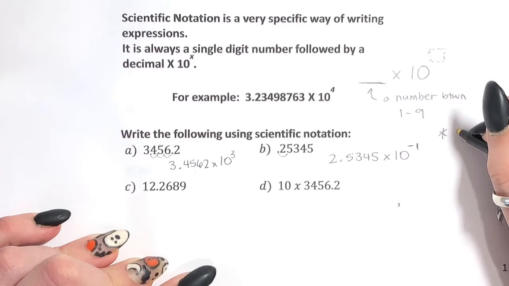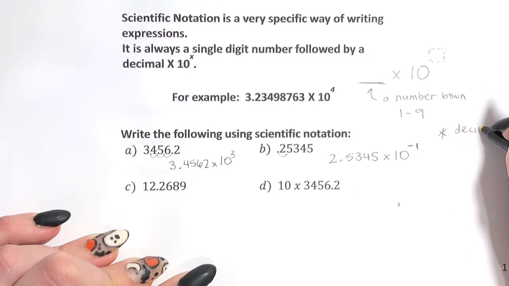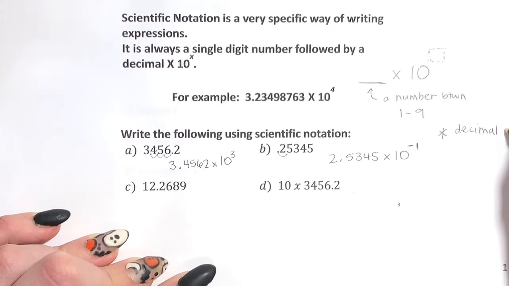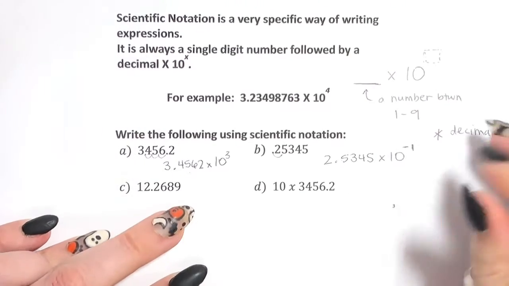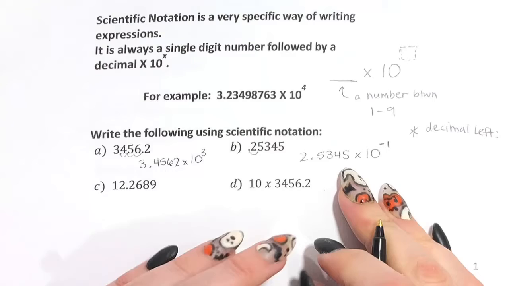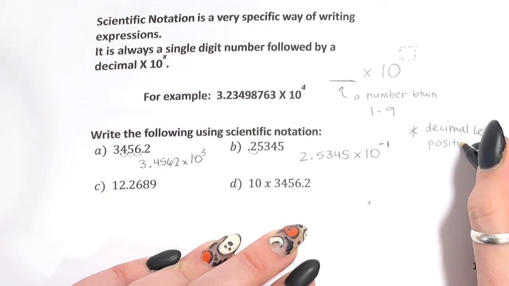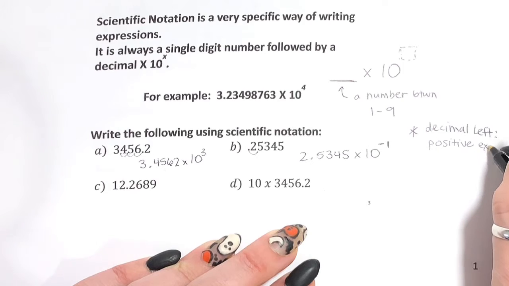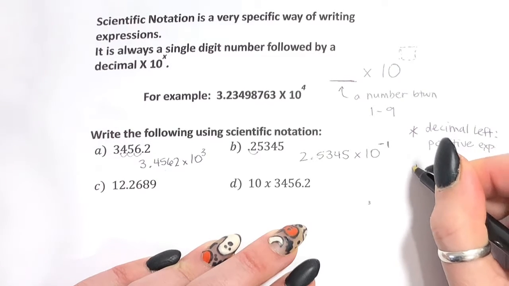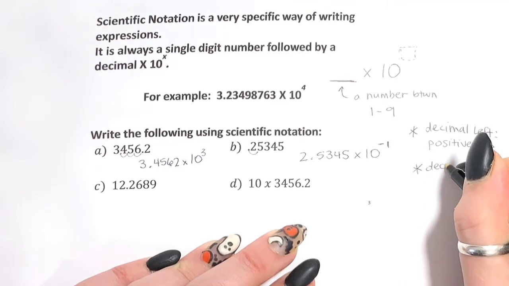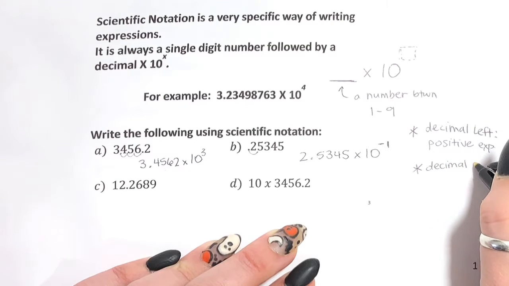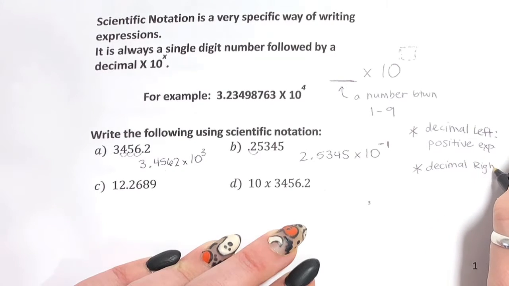So when you move your decimal to the left, that's going to give you a positive exponent. And then if you move your decimal to the right, that's going to give you a negative exponent.